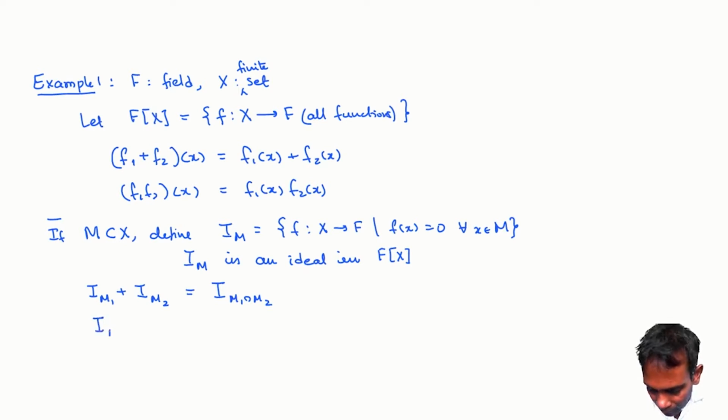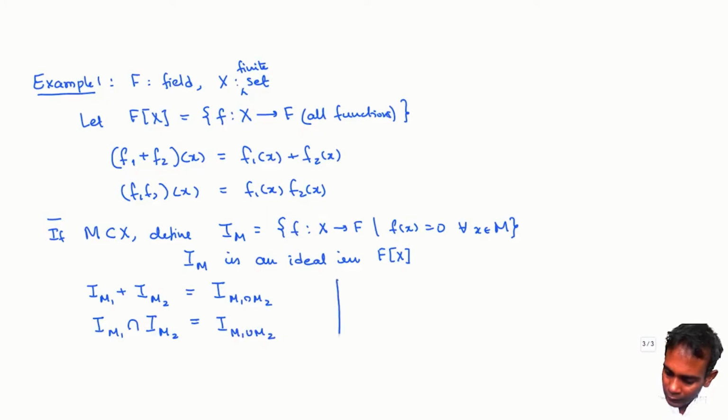And if you have I_M1 intersect I_M2, so a function which vanishes on M1 and which vanishes on M2 is an element of I_M1 intersect I_M2. So that's going to vanish on M1 union M2. And what's more, if M1 is contained in M2, then this is equivalent to saying that I of M1 contains I of M2. Okay, but now I claim that every ideal in F^X is of the form I_M for some subset M.